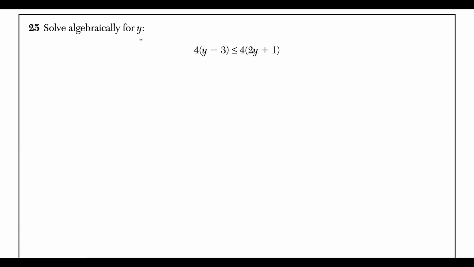Question 25, we're solving algebraically for y, which means we have to show all of our work. We can't just use the calculator. So here, we could distribute 4 on both sides, or notice both sides have a matching 4, so we could divide both sides by positive 4, and then that's going to wipe out the 4 on both sides like this.